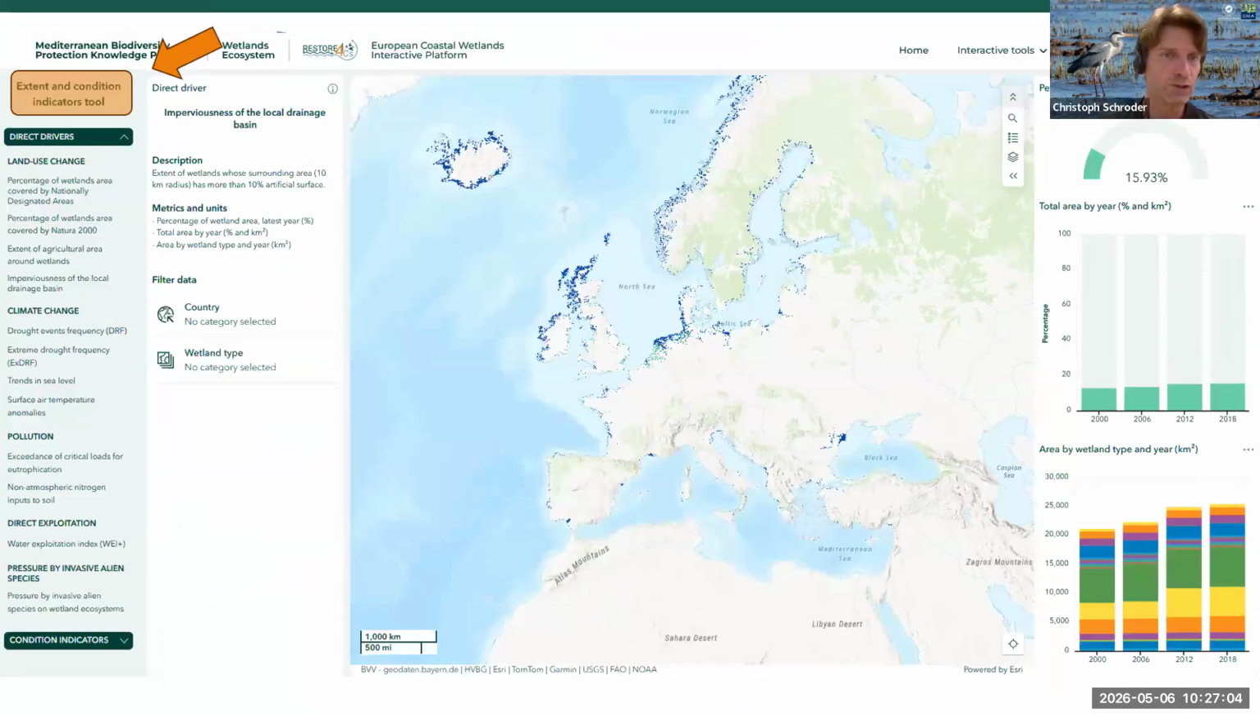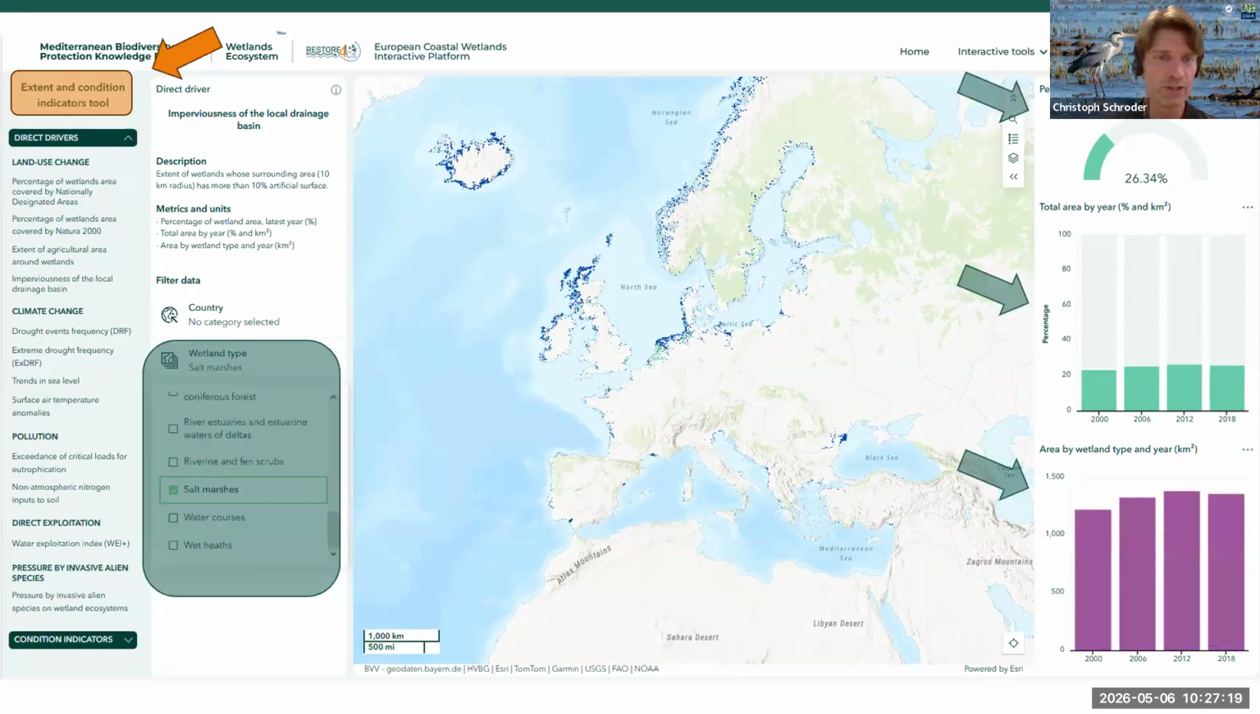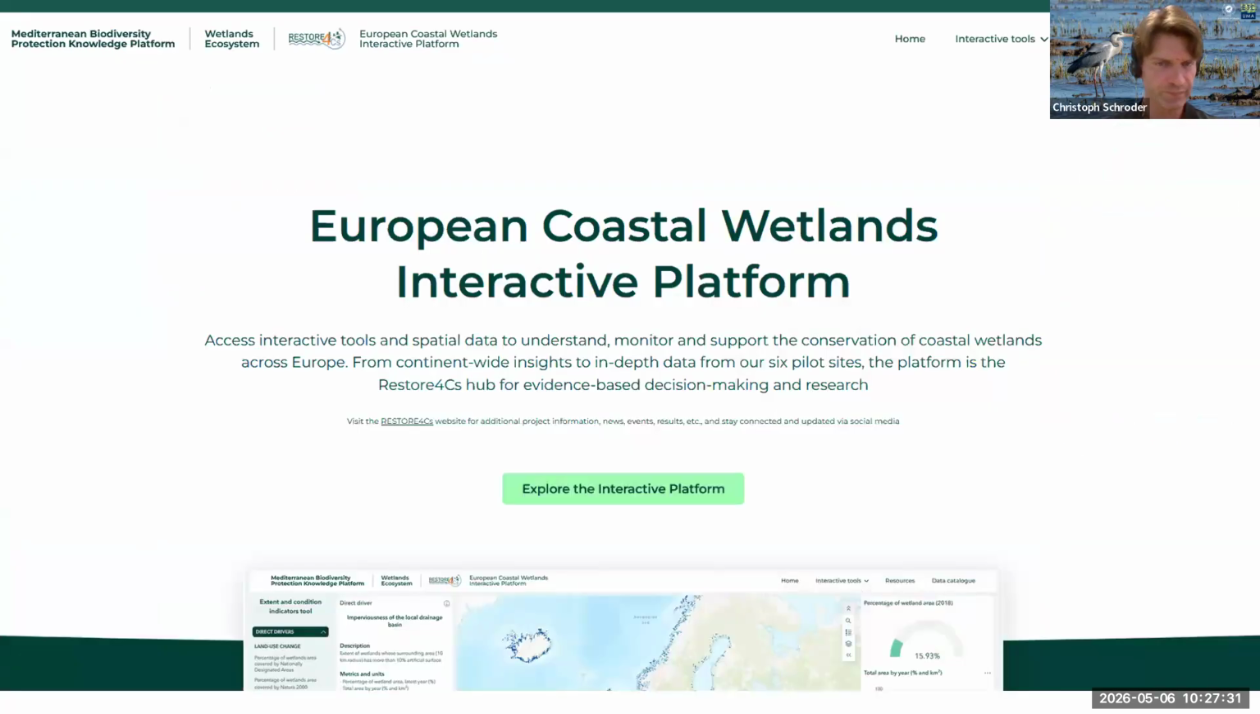And the same holds true for the ecosystem condition indicator tools, where we have listed, and here we have data for all indicators that were used in the coastal wetland assessment, both the direct drivers and the condition indicators, where also you can select the countries, go check different wetland types, and access and also download the information, the results and statistics of each of the indicators.